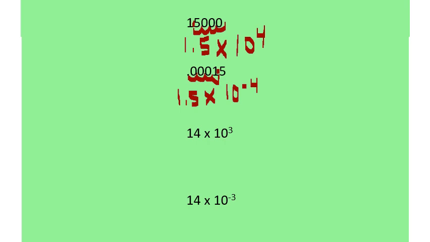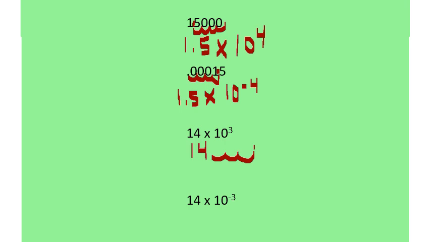Now we have scientific notation that I want to change into standard form. So I have 14 times 10 to the 3rd power. All right, I begin by writing my number 14, and my decimal point would be here at the end. I'm going to move that 3 spaces to the right because it is a positive power.